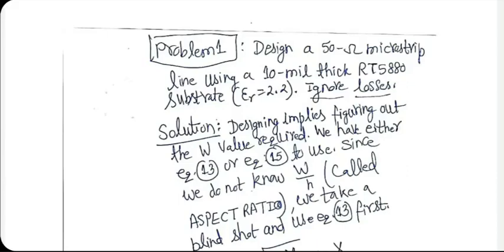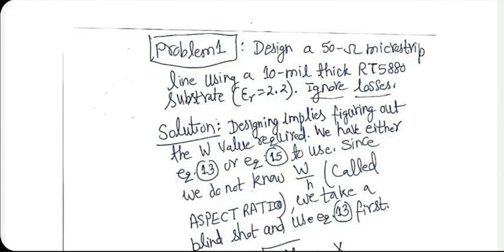This substrate, we have got it in the lab, I think. Someday you'll see it. It's a low loss substrate for microwave frequencies. Now we want to design a microstrip line. That means we want to figure out W required for a 50 ohm characteristic impedance. Thickness of the substrate H is given as 10 mil. Epsilon R is given as 2.2.